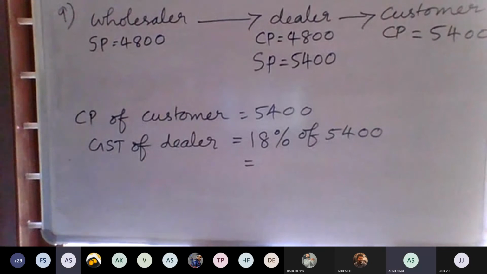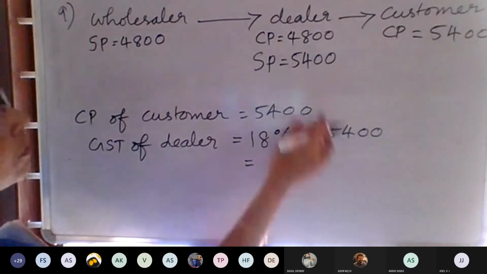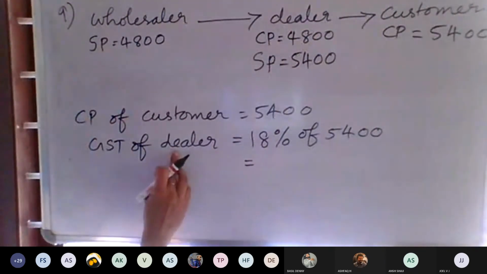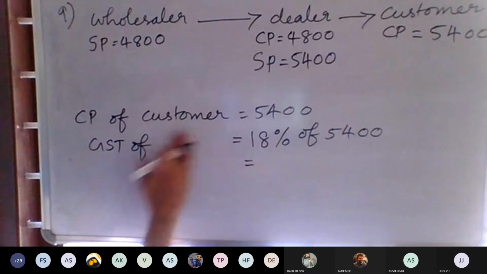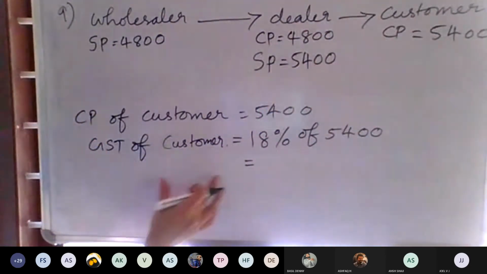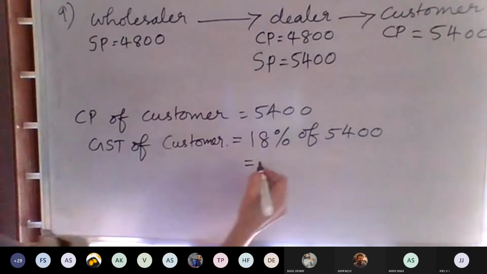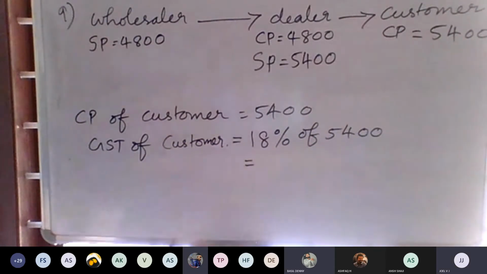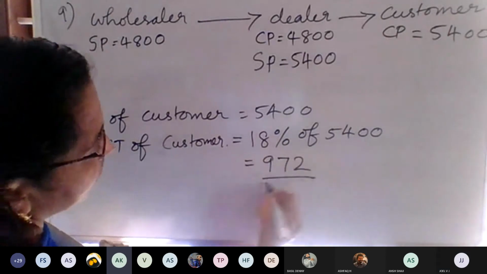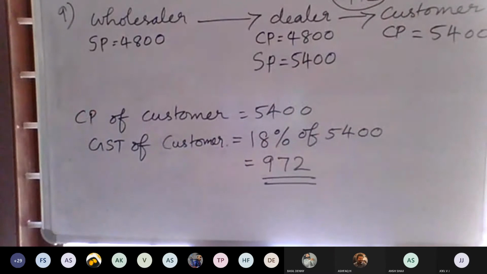No, ma'am. GST of dealer, what I wrote, 18% of 5,000. 18% of 5,000 means dealer to customer transaction. So what do we want to write instead of dealer? GST of customer. The transaction is from dealer to customer. This GST we are finding now. So GST of customer is equal to 18% of 5,400. So the answer is 972. So this GST is 972, dealer to customer.